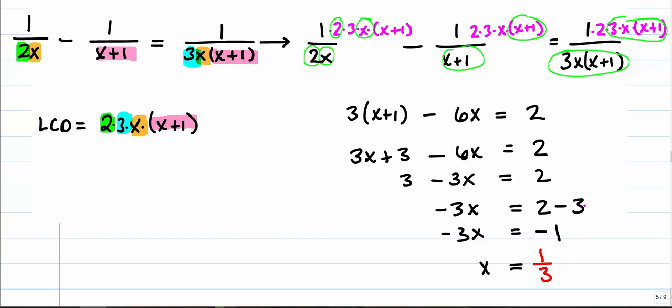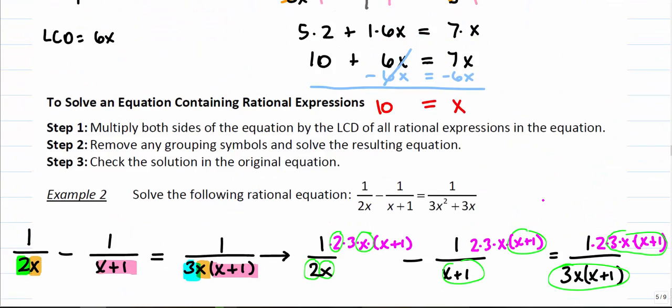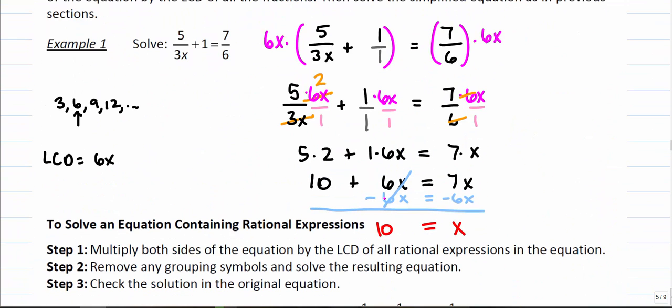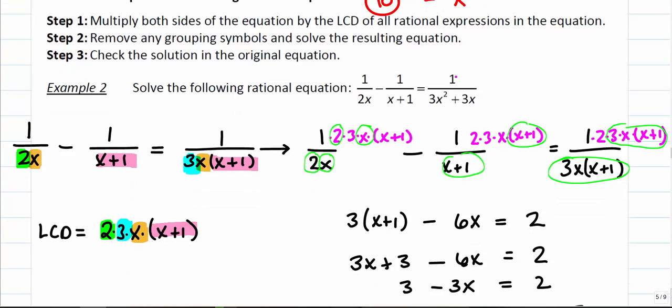One thing that you should always do when you're solving these equations, and I didn't do it on this first one up here, is you should always check that your solution can be plugged in for x. If I plug in a 10 here, it's not going to make that denominator 0, so I know that solution works. If I plug in 1/3, it's not going to make anything here 0. 2 times a third isn't 0. A third plus 1 isn't 0. 3 times 1/3 squared plus 3 times 1/3 isn't 0. And so that's something that you always want to check.